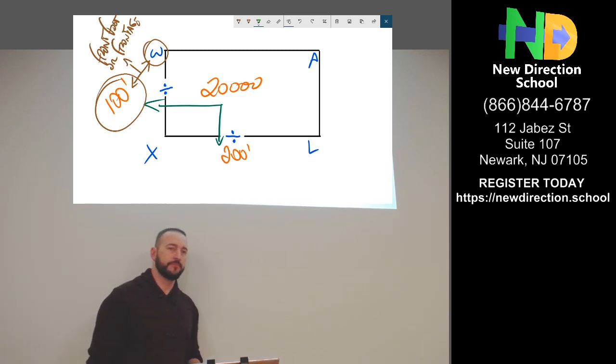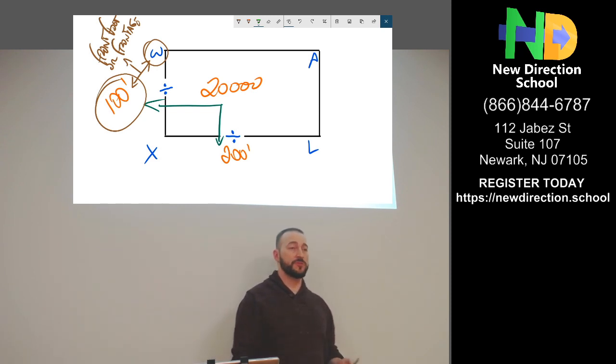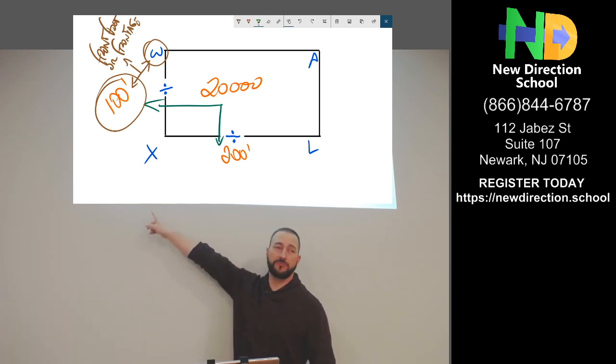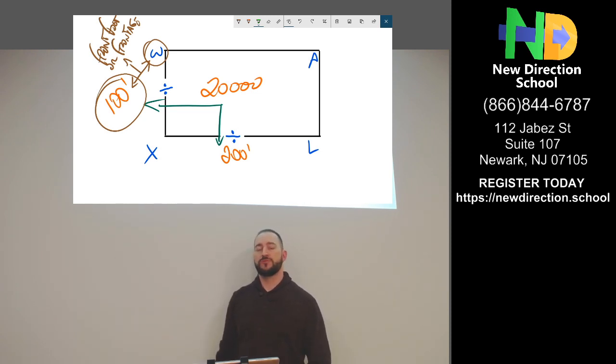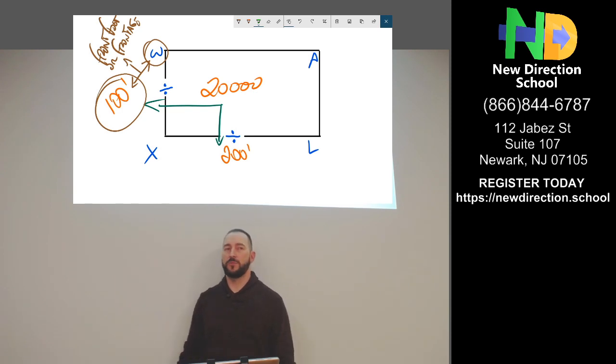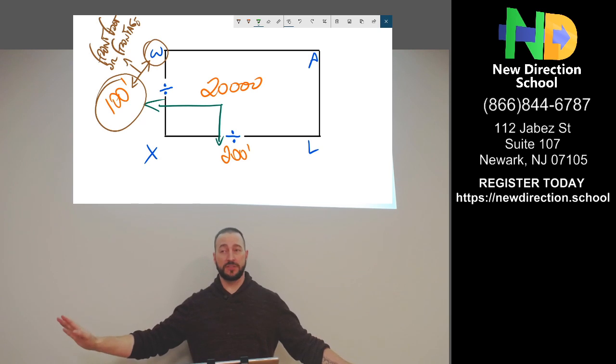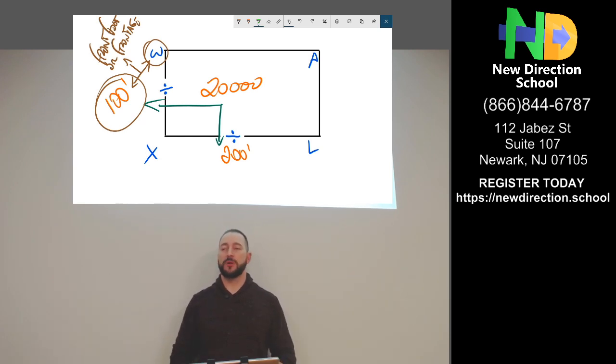So the first number will always be width. First number is always width. You always draw it right there. First number is always front foot or frontage. So if somebody says length times width, they're wrong. For state exam purposes, even though the result is the same, it's always width times length.